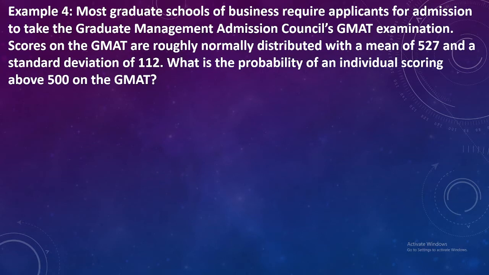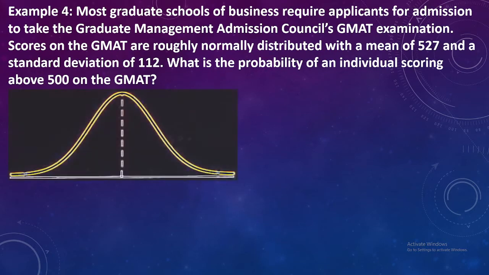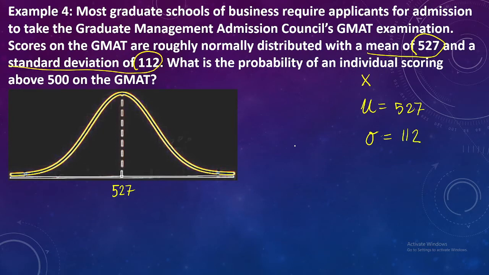Most graduate students or graduate schools of business require applicants for admission. Okay? Scores on the GMAT are roughly normally distributed with a mean. So if I'm going to have 527, this is the location of 527, the mean. The standard deviation is 112. And you have seen what is the probability of an individual scoring above 500. As you can see, 500 is less than 527.